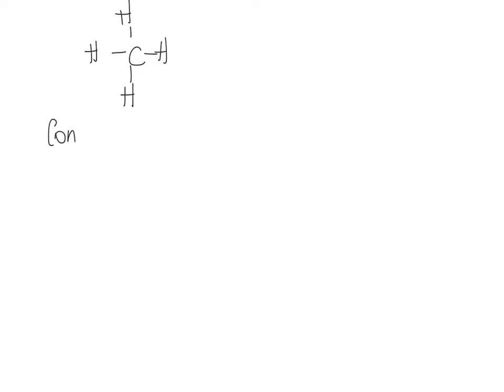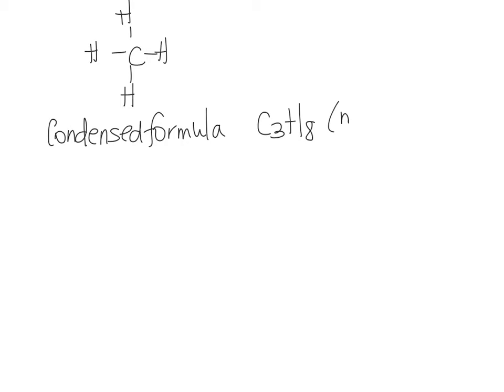There's also a condensed formula, which again is more like a diagram, and it shows the bonding order, but not the actual bonds. So for instance, if we have C3H8 for our molecular formula, a condensed structure would tell us that it's CH3, CH2, CH3. So this is the condensed formula.